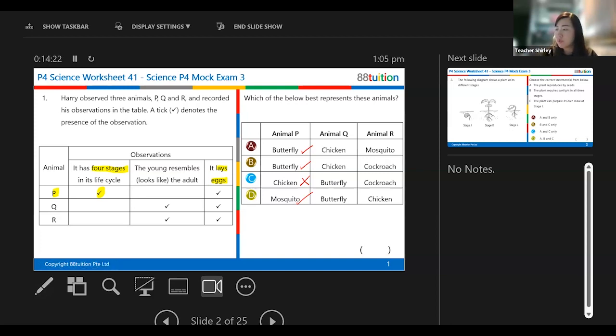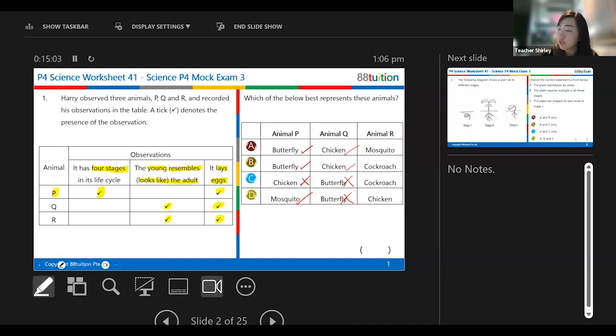Let's move on to Q. Q: the young resembles the adult, and also it lays eggs. Does the chick resemble the adult chicken? Does it look alike? Yeah. Butterfly? Does the young of the butterfly look like the adult? No. Okay, and the last one, R: the young looks like the adult, and it lays eggs as well.